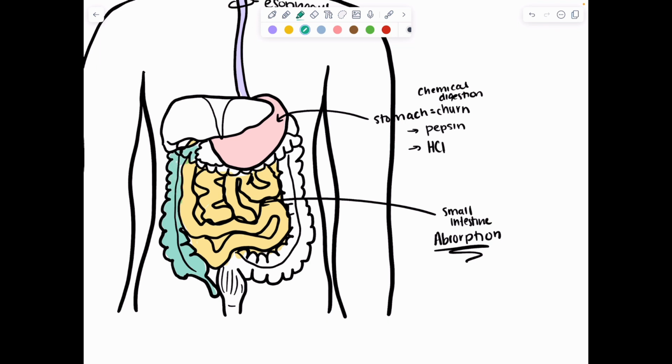Then we go across here with our transverse colon, and then we go down our descending colon, which will then meet up with our sigmoid colon, and we'll go into our rectum, and from there out the anus. We also have the little appendix at the bottom here, right below our ascending colon. So those are some of the things that we're looking at in this region.